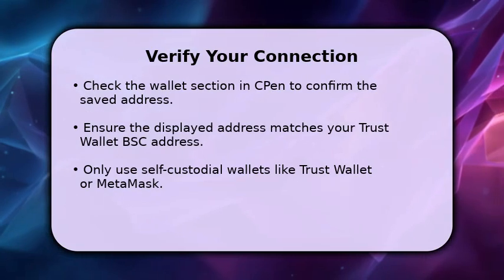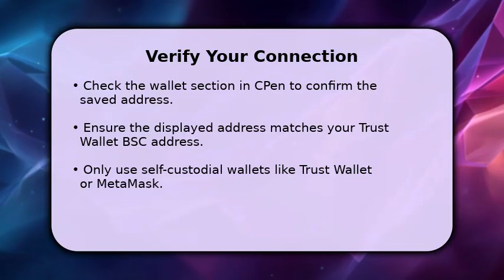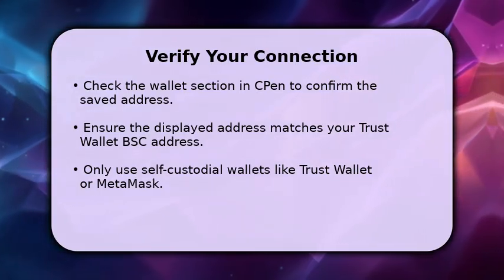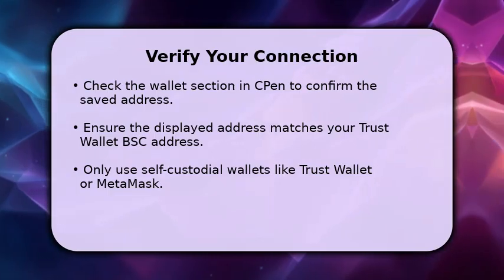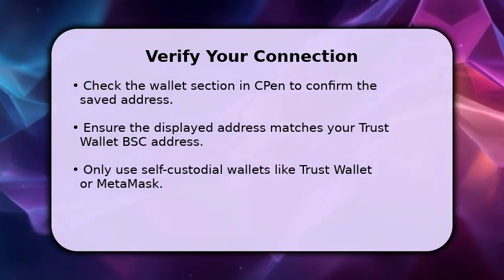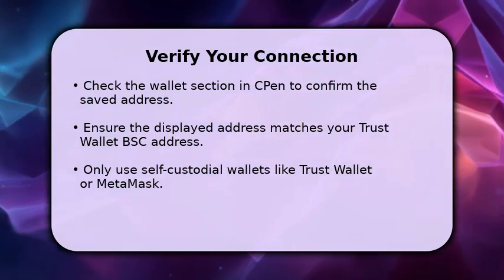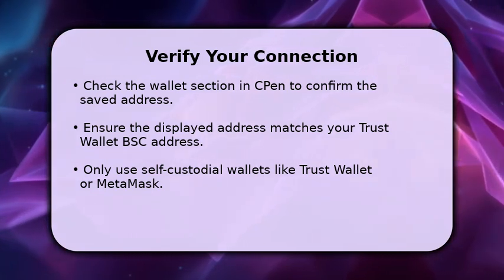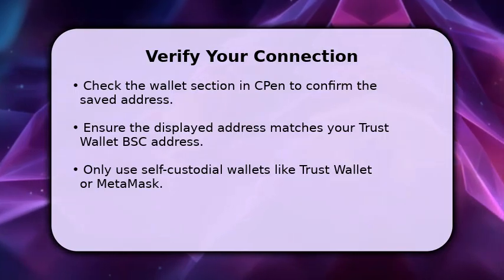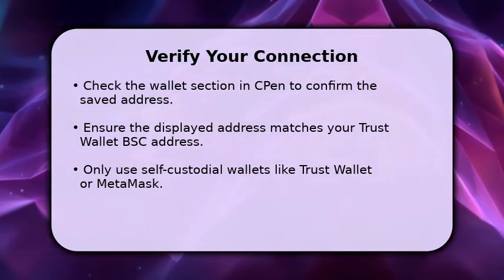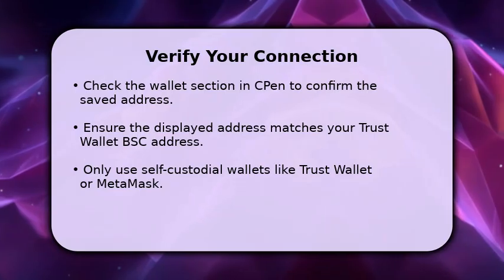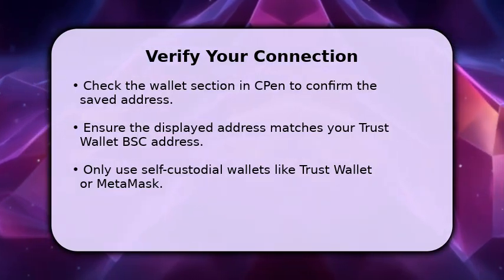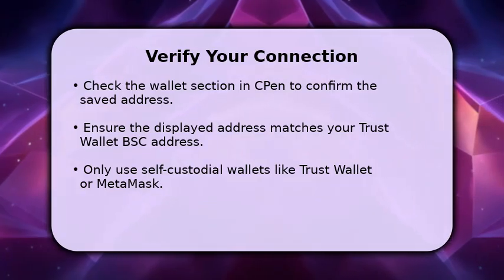After saving, it's essential to verify your connection. Return to the Wallet section within the CEPEN app and double-check that the displayed address perfectly matches your Binance Smart Chain address from Trust Wallet. Remember, always use a self-custodial wallet, such as Trust Wallet or MetaMask, for this process. Never use addresses from centralized exchanges, as this could lead to permanent loss of your tokens. Congratulations, your wallet should now be connected.